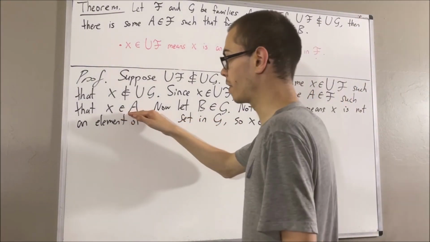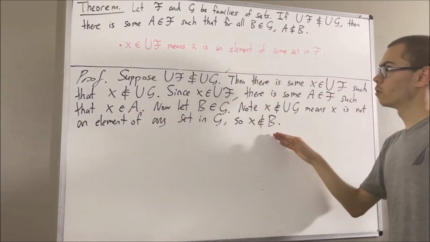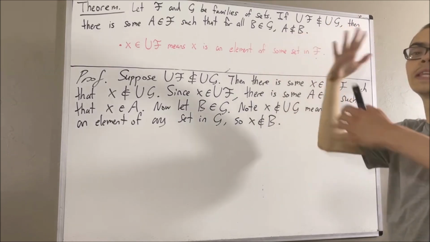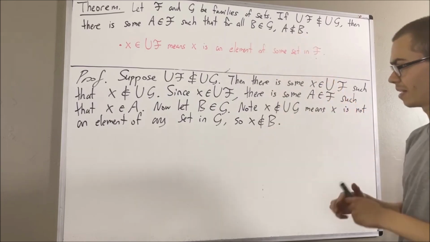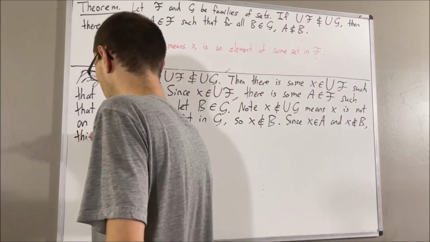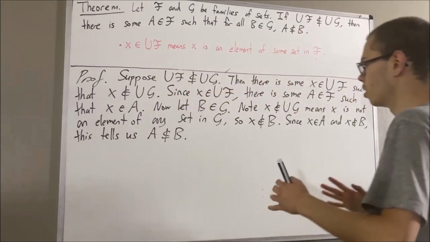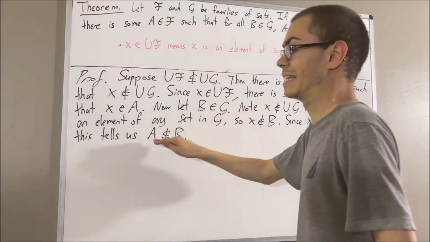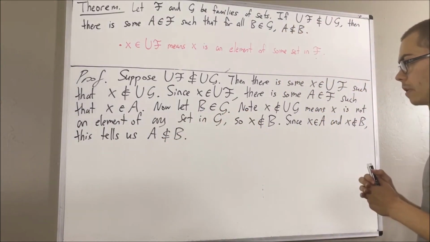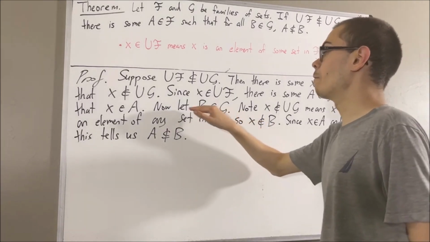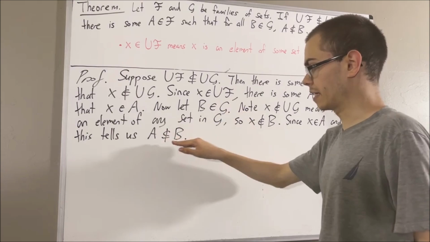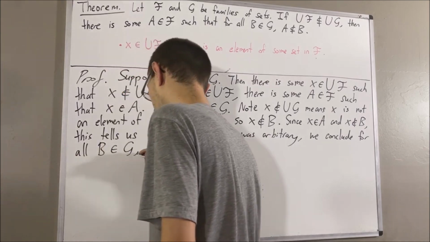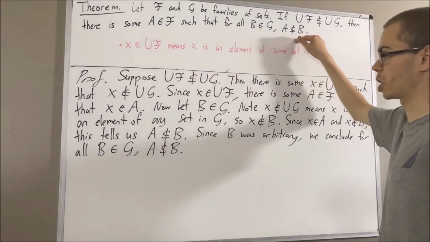So we see that X is an element of A, but not an element of B, which tells us that there is some element of A that does not belong to B. And that's precisely what it means for A to not be a subset of B. Now, putting this together, we see that under the assumption B is an element of G, it follows that A is not a subset of B. Since B was arbitrary, this means that for all sets B in G, A is not a subset of B. And that's exactly what we wanted to show.